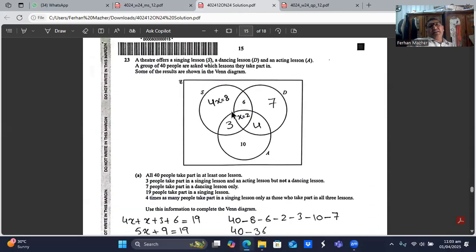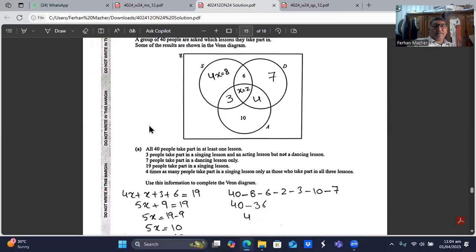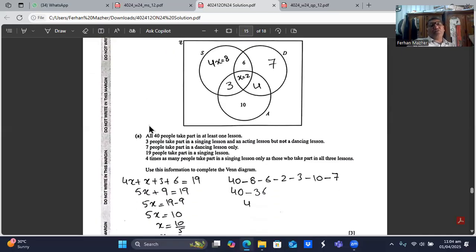So you can see here I wrote 3, here I wrote 7, here I wrote X, and here I wrote 4X. When I add this, X plus 4X plus 6 plus 3, that is equal to 19 because there are 19 people in the singing. So you will have 4X plus X plus 3 plus 6 equals 19. So 5X plus 9 is equal to 19.